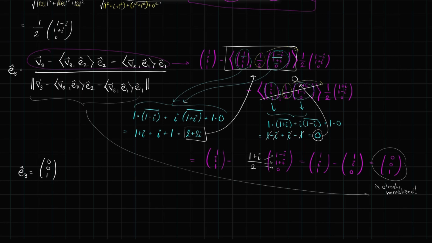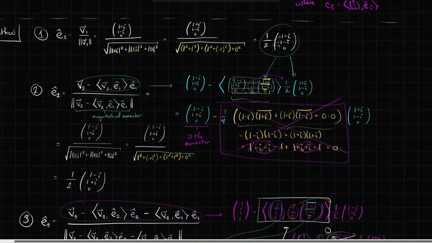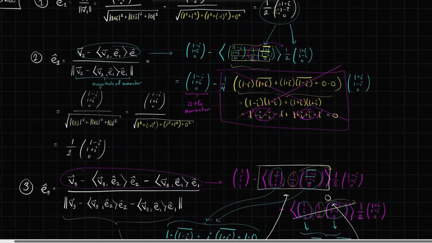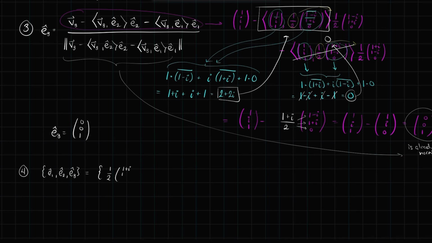So Gram-Schmidt then has given me my set E hat 1, E hat 2, E hat 3 as 1/2 times the first vector, 1/2 times the second vector, and the third vector has become 0, 0, 1. So this is 1/2 (1 plus i, 1 minus i, 0), 1/2 (1 minus i, 1 plus i, 0), and 0, 0, 1.